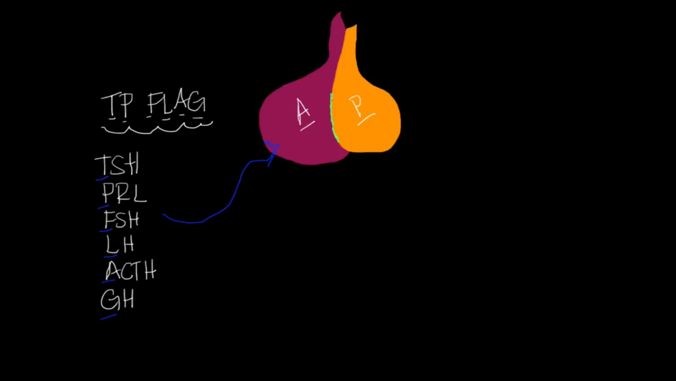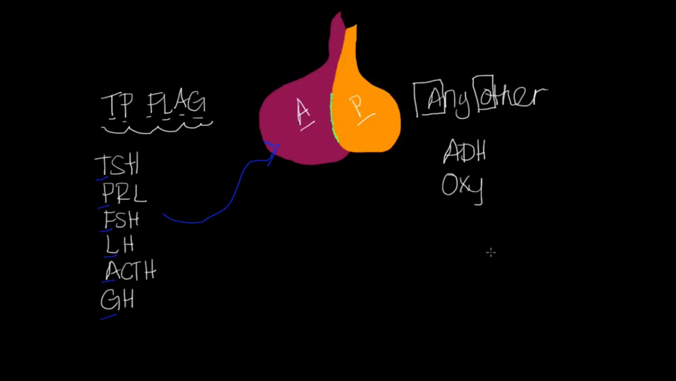Now my posterior is smaller. So for me, I remember if it's smaller, it means that it has less. And so it's got fewer hormones coming from it. And what hormones does it have coming from it? I remember this: any other. And this serves as a reminder too, my A and my O. My A is my ADH hormone, and my O is my oxytocin hormone. So I remember that any other comes from my posterior.